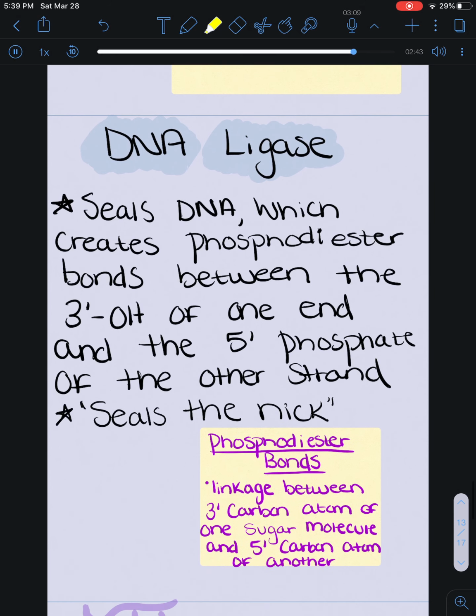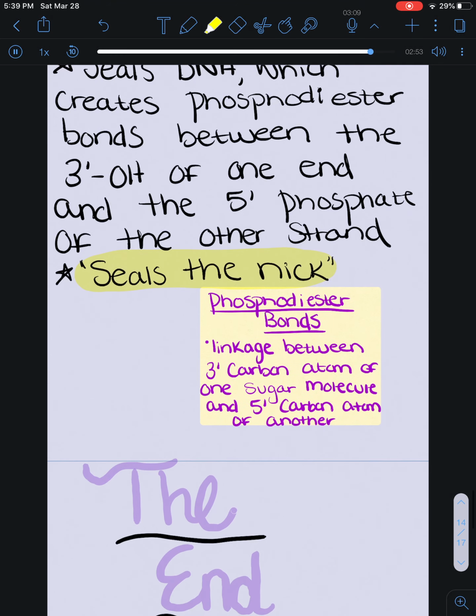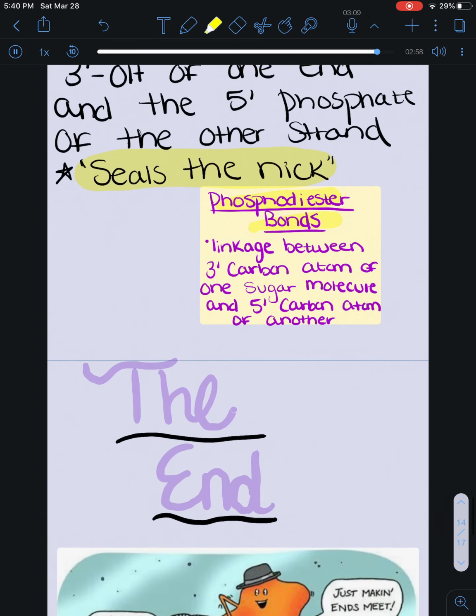And then last but not least, we have DNA ligase. Ligase comes in and pretty much seals the nick. It seals the DNA, which creates phosphodiester bonds, and phosphodiester bonds are linkages between a 3' carbon atom of one sugar molecule and a 5' carbon atom of another.